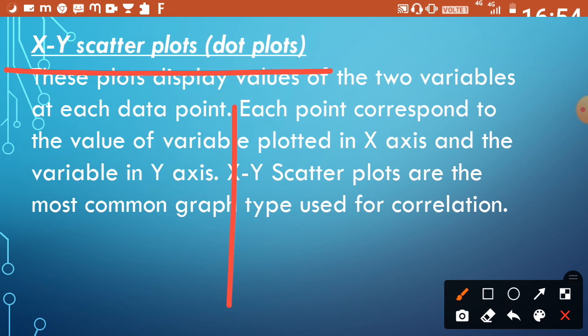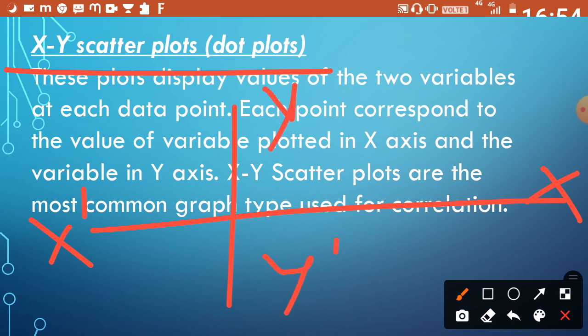You know that it is our x-axis and y-axis, right? So the XY scatter plot shows the relationship between the x and y axes. That's about your XY scatter plot.